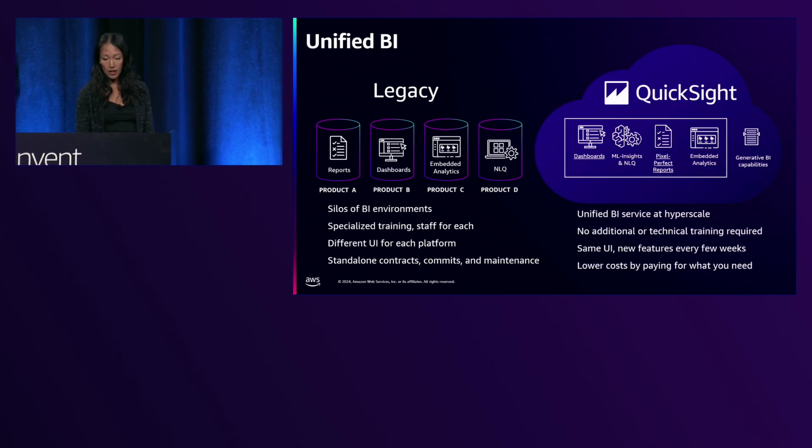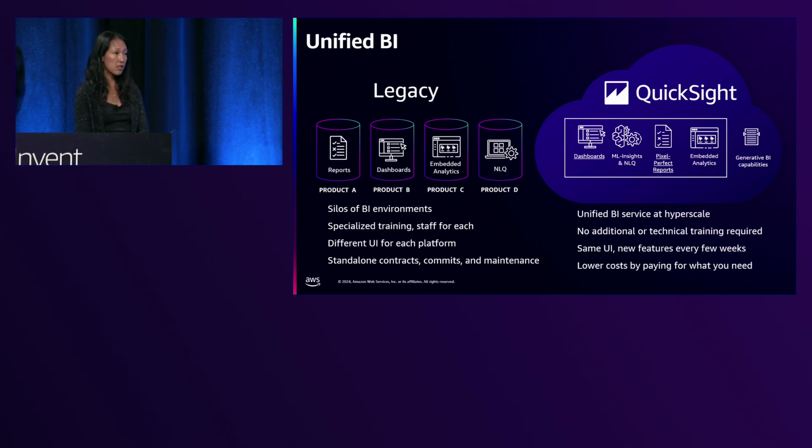And with QuickSight, our product vision is really to alleviate all of that by having all of these different capabilities within the cloud. And we also added generative BI capabilities earlier this year so that you can have a BI service at hyperscale that you can really roll out to all of your users, no matter what consumption format they prefer. And it is really easy to get started with no additional or technical training required. They can enjoy the same UI, seamlessly navigate from one experience to the other. You can build in the same interface as well as consume in the same interface.